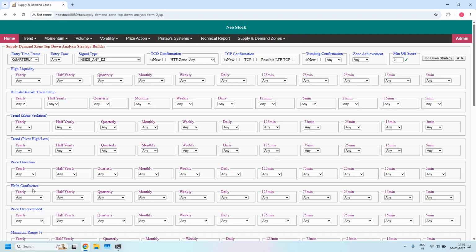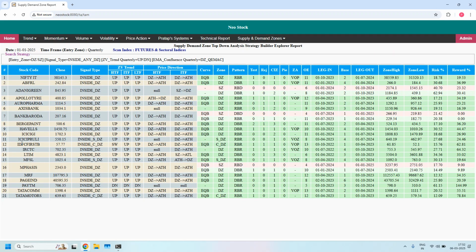So for these 41 stocks, I am setting this EMA Confluence on quarterly time frame by setting quarterly demand zone having quarterly EMA confluence. And when you set EMA confluence, trend on the quarterly should not be sideways. It can be up or down. With these filters, we got 21 stocks from 41. And these 21 quarterly demand zones are having quarterly EMA confluence, and also current price closed inside those quarterly demand zones.